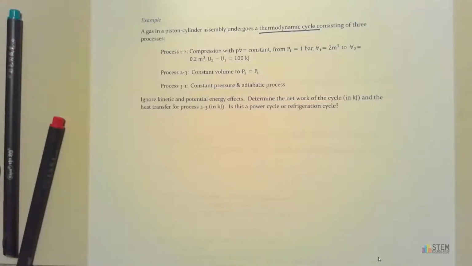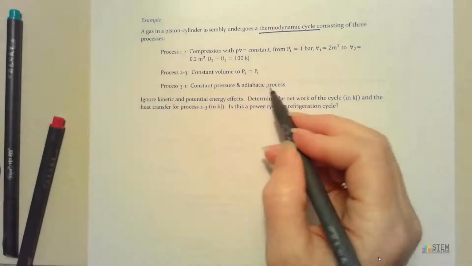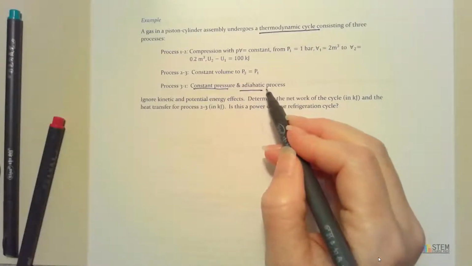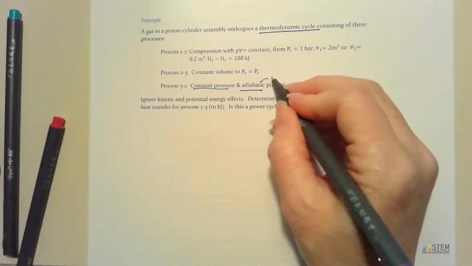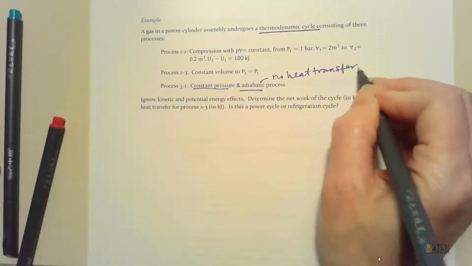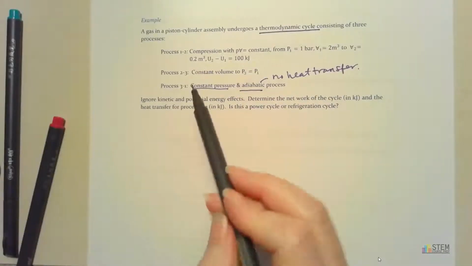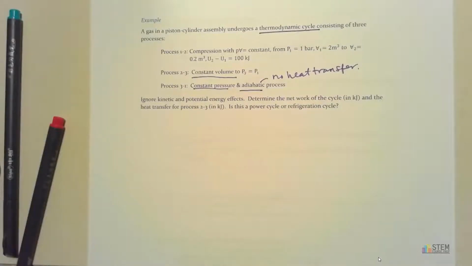Process 2-3, nothing really there. Process 3-1, we have constant pressure and it's adiabatic. Remember, what does adiabatic mean? It means no heat transfer. All right, so no heat transfer there, so that's a good one to know. And also for process 2-3, let's underline constant volume. That's kind of important to pay attention to. All right, so that's basically what we have going for us there.